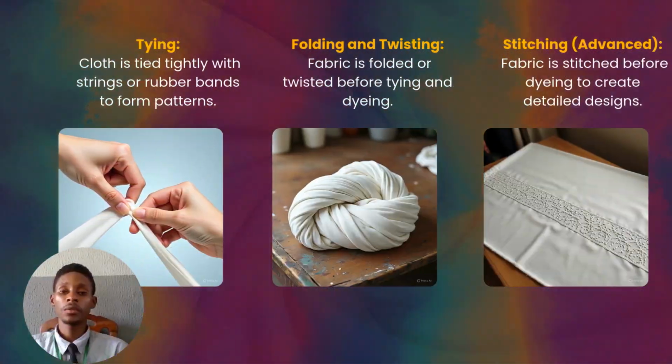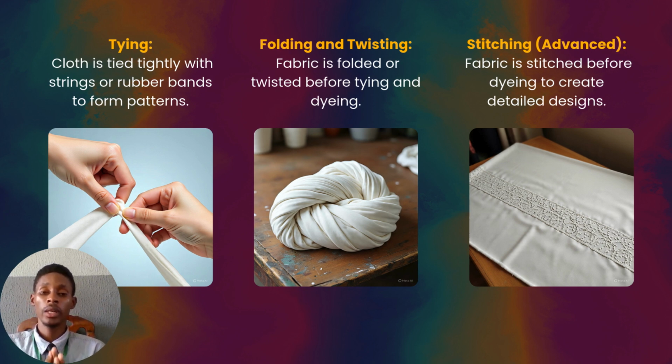All right, here are the three main techniques in tie and dye. The first here is tying. Now, note that the way you tie your material determines the kind of pattern it will bring out. Cloth is tied tightly with strings or rubber bands to form patterns.